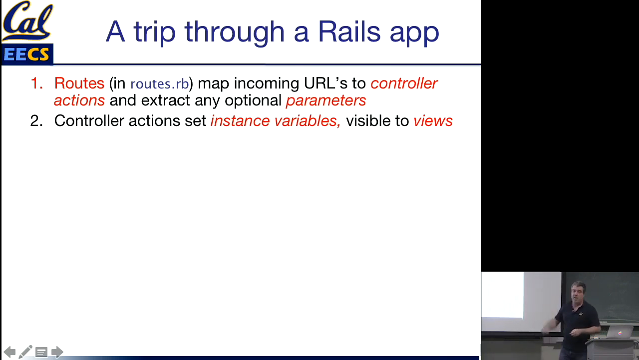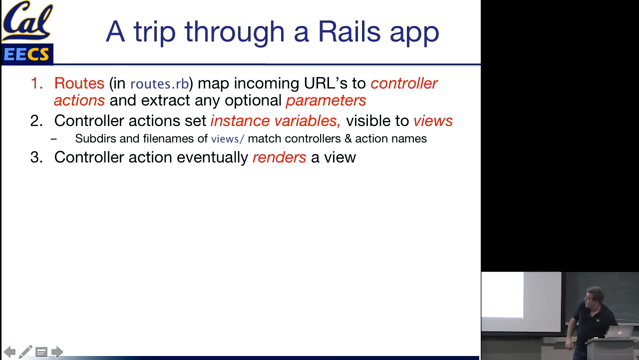So this is another example of that anti-orthodoxy of object orientation. Even though the views and the controllers are different classes, it is just convenient for the controller to be able to set variables that magically become available to the view. And that's what happens in Rails just as it does in Sinatra. The controller action eventually renders a view.